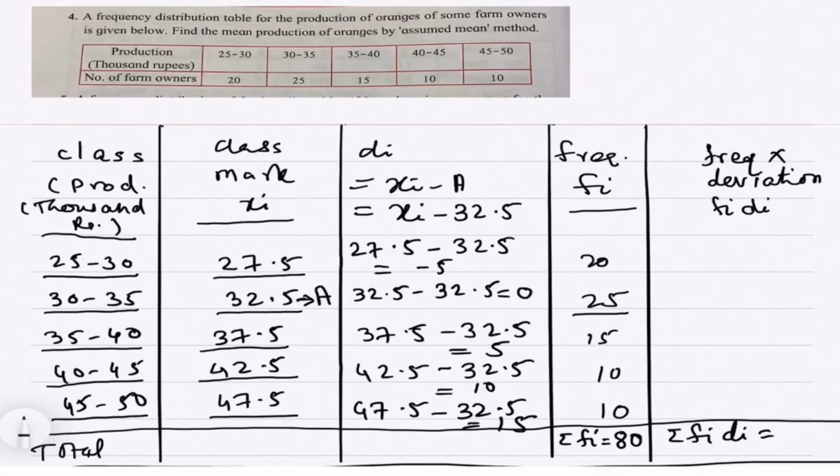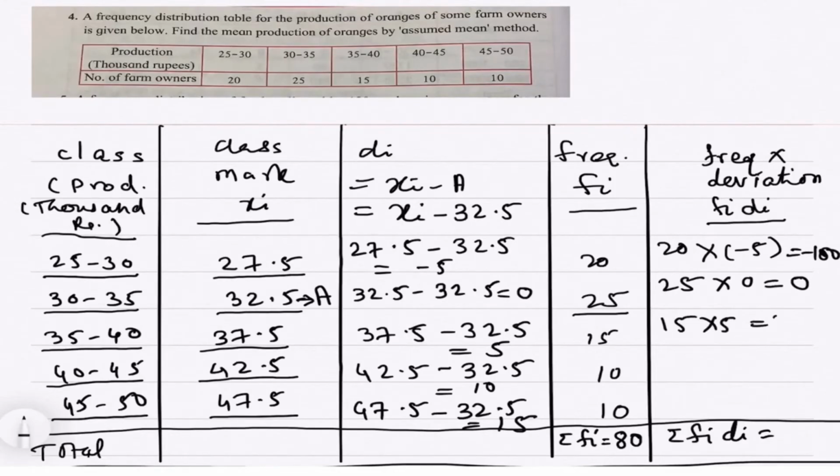Fourth column we have already written for fi. The last column is frequency fi into deviation di. The first value will be fi value 20 into di minus 5, which gives us the answer as minus 100. Next, 25 into 0 multiplies out to 0. 15 into 5 is 75. 10 into 10 is very easy, 100. Lastly, 10 into 15 is 150.